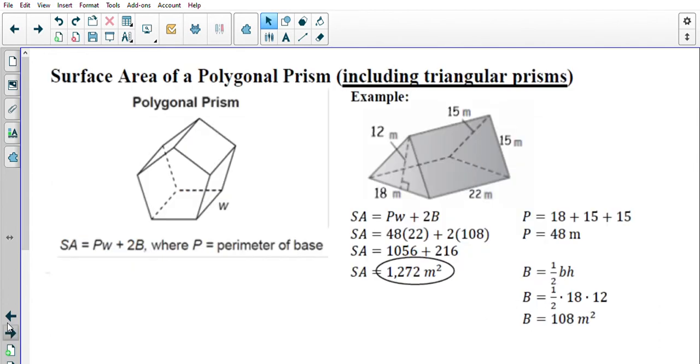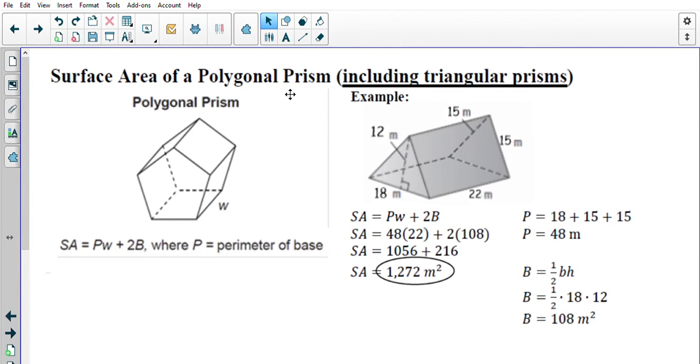Now, if you're given something that's not a rectangular prism, but it is still a prism, you're going to use the surface area formula for a polygonal prism. If you did polygonal prisms last year, the surface area, you might have had a different formula. For whatever reason, when I taught sixth grade students in years past, the sixth grade formula sheet has a different formula for the surface area of a polygonal prism.